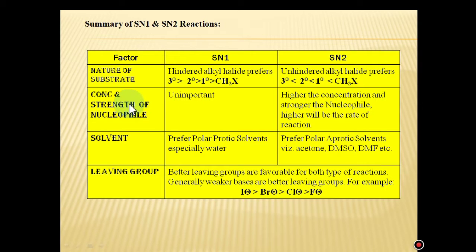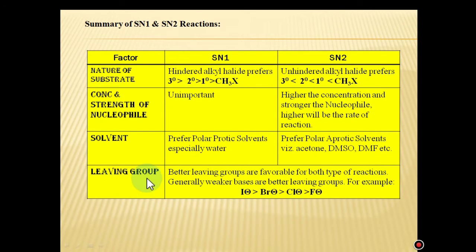The concentration and strength of nucleophile. In SN1 reaction, the concentration and strength of nucleophile are not important because in the rate determining step there is no role of nucleophile, while in the case of SN2, the higher the concentration and the stronger the nucleophile, the higher will be the rate of reaction. Solvent. SN1 reaction prefers polar protic solvents, especially water. In the case of SN2 reaction, polar aprotic solvents like acetone, DMSO, DMF, etc. are preferred.